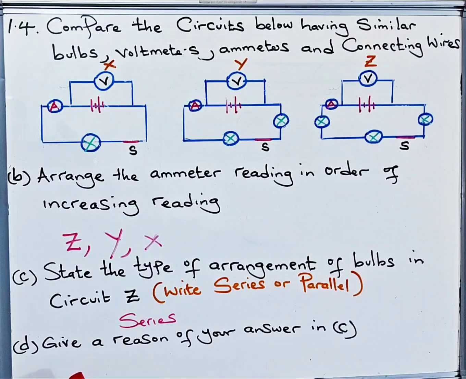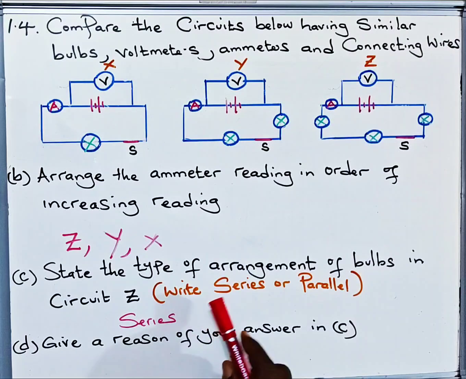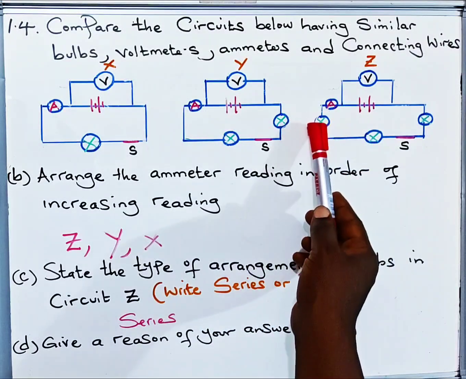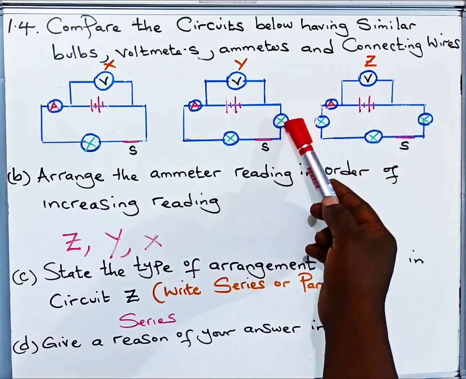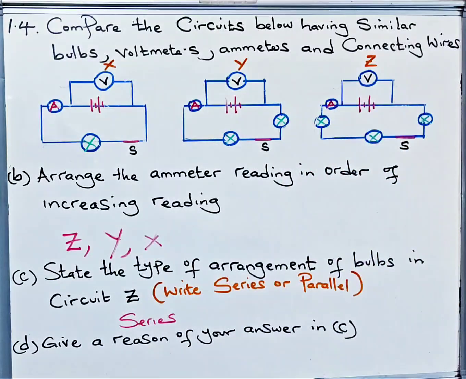Then we come to this question. It says, give a reason for your answer in C. This happens to be C, where we chose series. So the question is, why do we say series? The answer is that these bulbs are in the same path of current. So all of them will experience the same current because they are in the same path. Such an arrangement is called series.